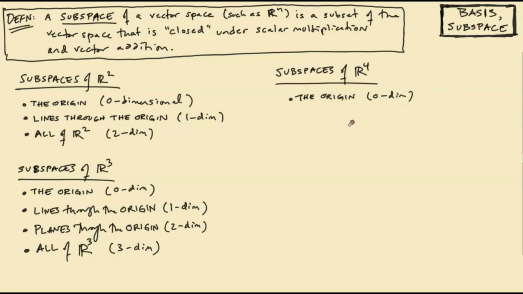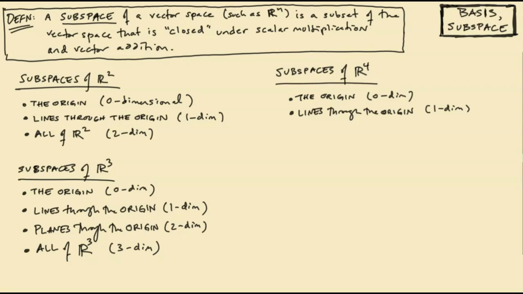You scale the zero vector, you get the zero vector. You add the zero vector to itself, you get the zero vector. Therefore, it is closed under linear combinations, which means it's a subspace. Lines through the origin are the only one-dimensional subspaces of R4. For precisely the same reason, they were subspaces of R2 and R3, even if you can't picture them.